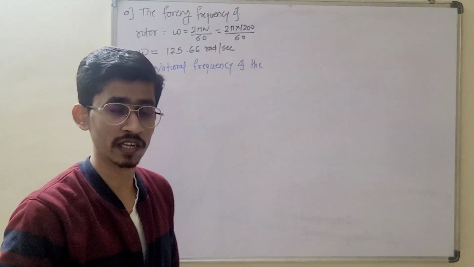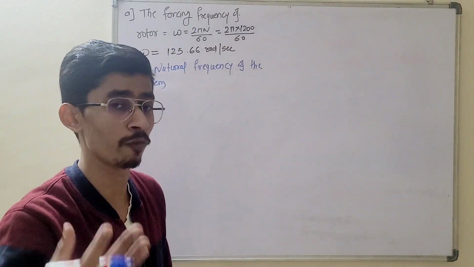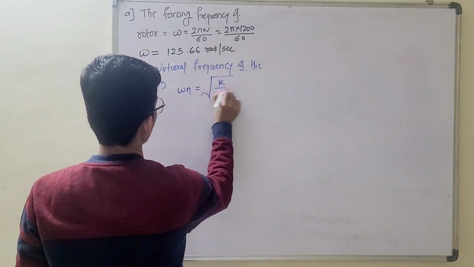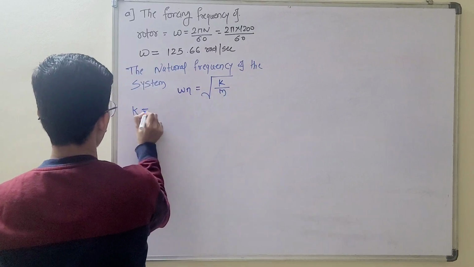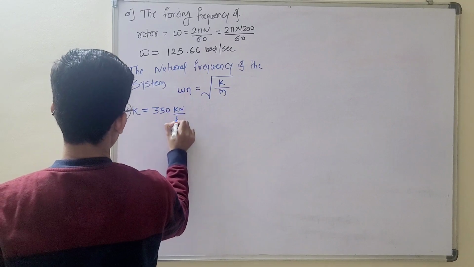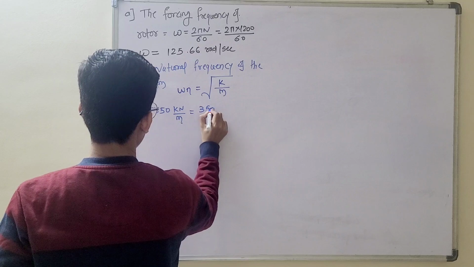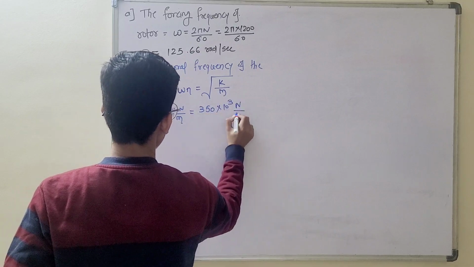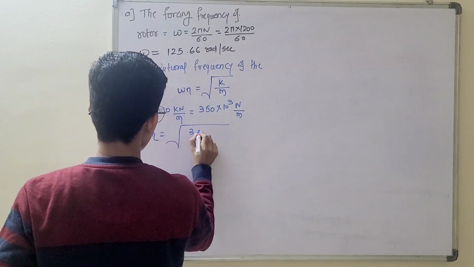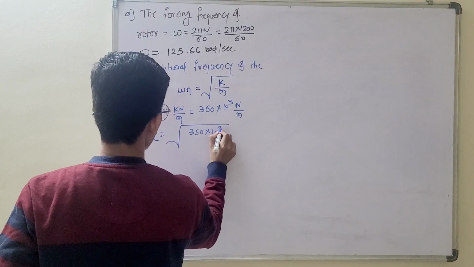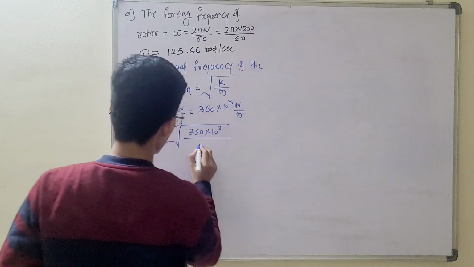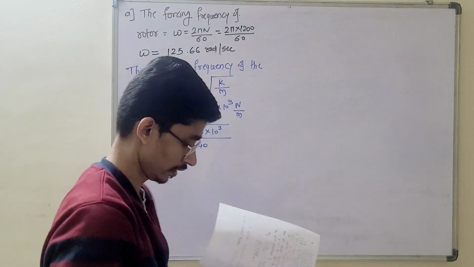So the natural frequency we can easily calculate. Omega n is equal to under root k by m, and the value of stiffness K is provided. How much is the value of stiffness? 350 kilonewton per meter. So we will take 350 into 10 to the power 3 newton per meter. Put the value: omega n is equal to under root 350 into 10 to the power 3 divided by m. The mass of the rotor is given as 40 kg.